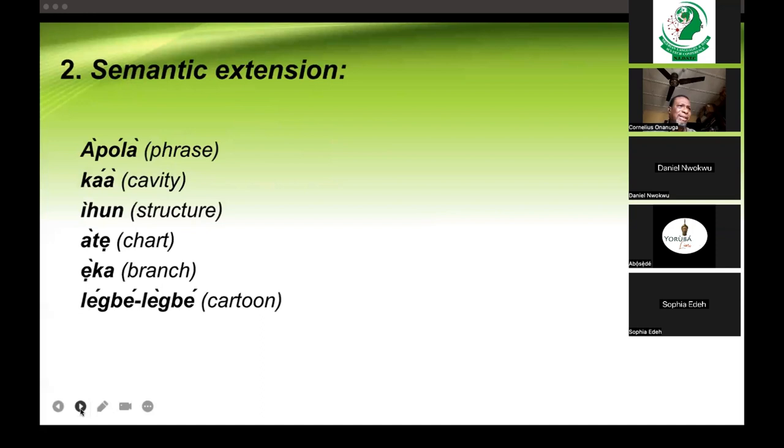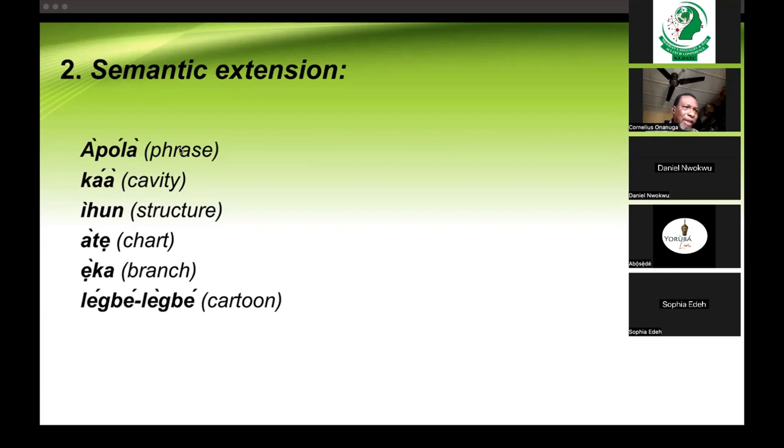Then we have semantic extension. Semantic extension are words that exist in the language, but we have borrowed them, in quotes, to depict something else different from the original meaning they have. As we have in Apola. Apola is usually used to describe a chunk of wood, Apola igi. But in this case, we use it to denote a phrase in the language, a phrase which is a chunk out of a sentence semantically.